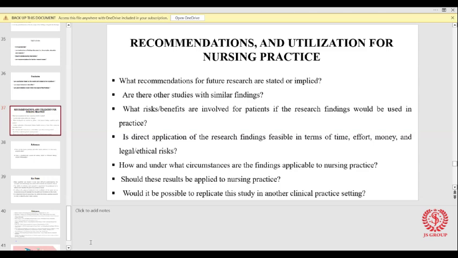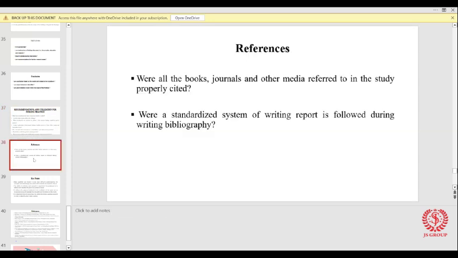Under what circumstances are the findings applicable to nursing practice? In which context can we utilize this in nursing practice? The researcher has to state that in the recommendation. Should these results be applied to nursing practice, and where can we apply them? Would it be possible to replicate the study in another clinical setting? The same study can be recommended in another clinical setting. These are all things we also have to check.